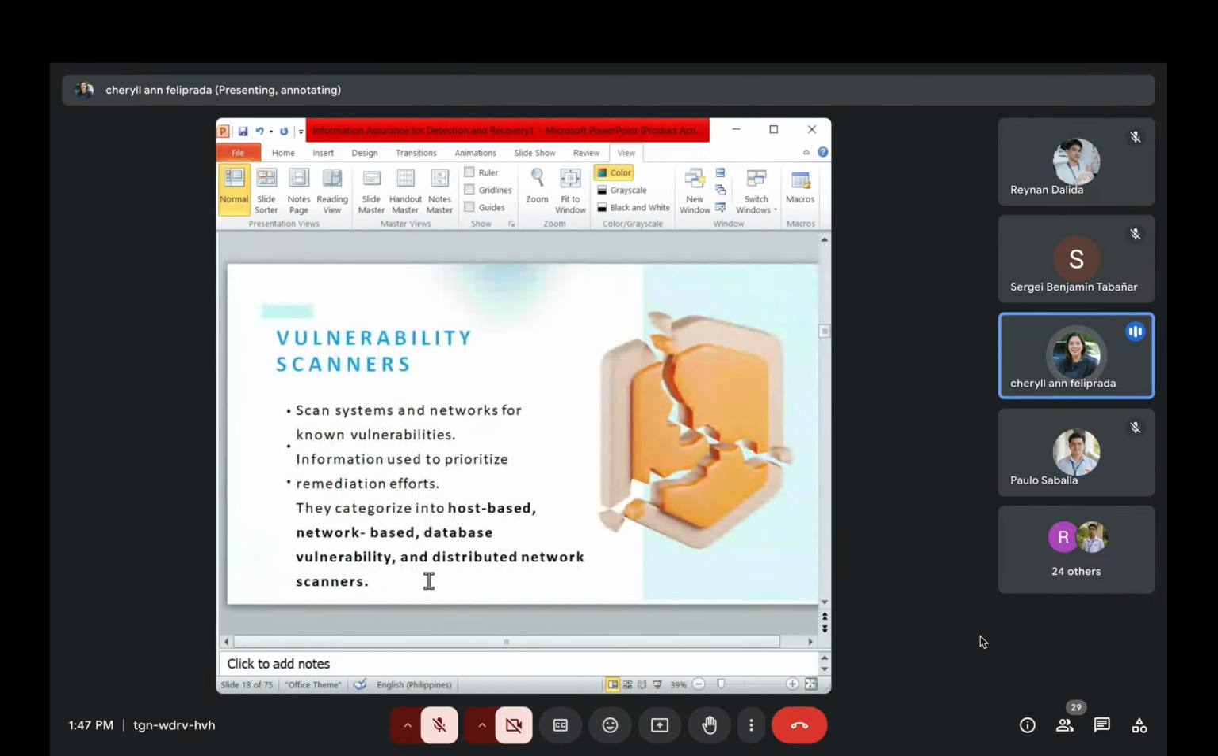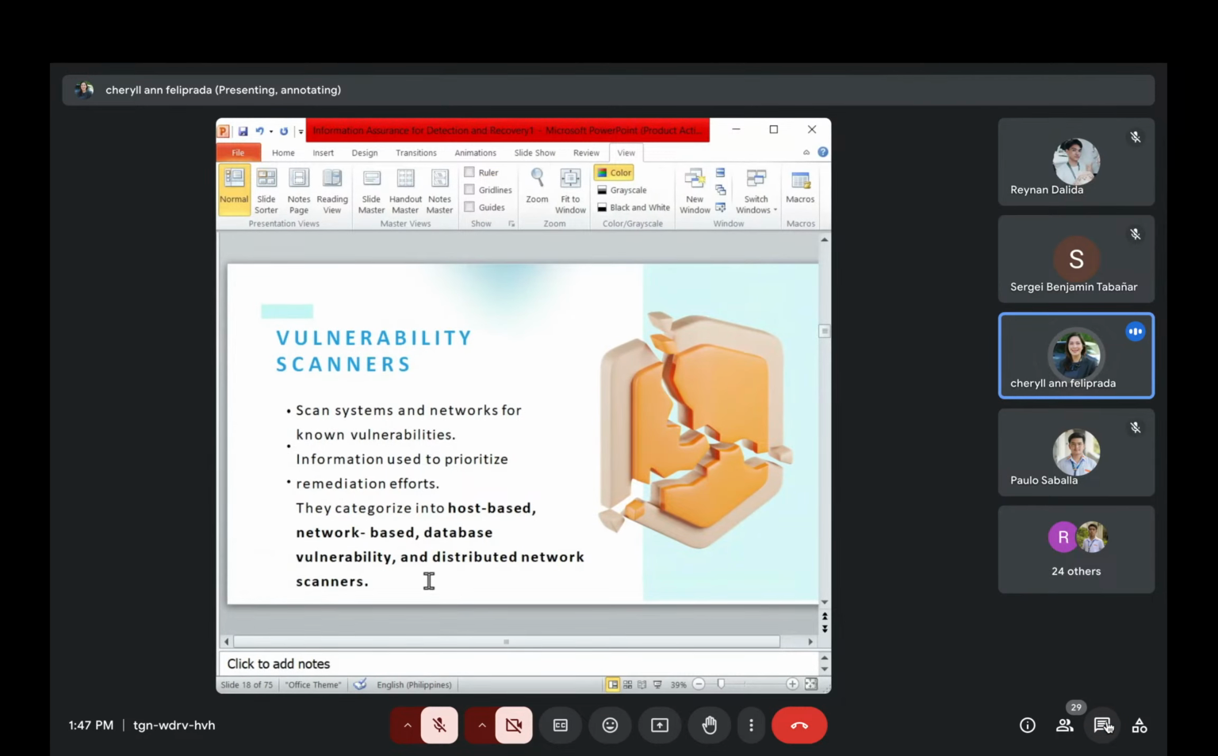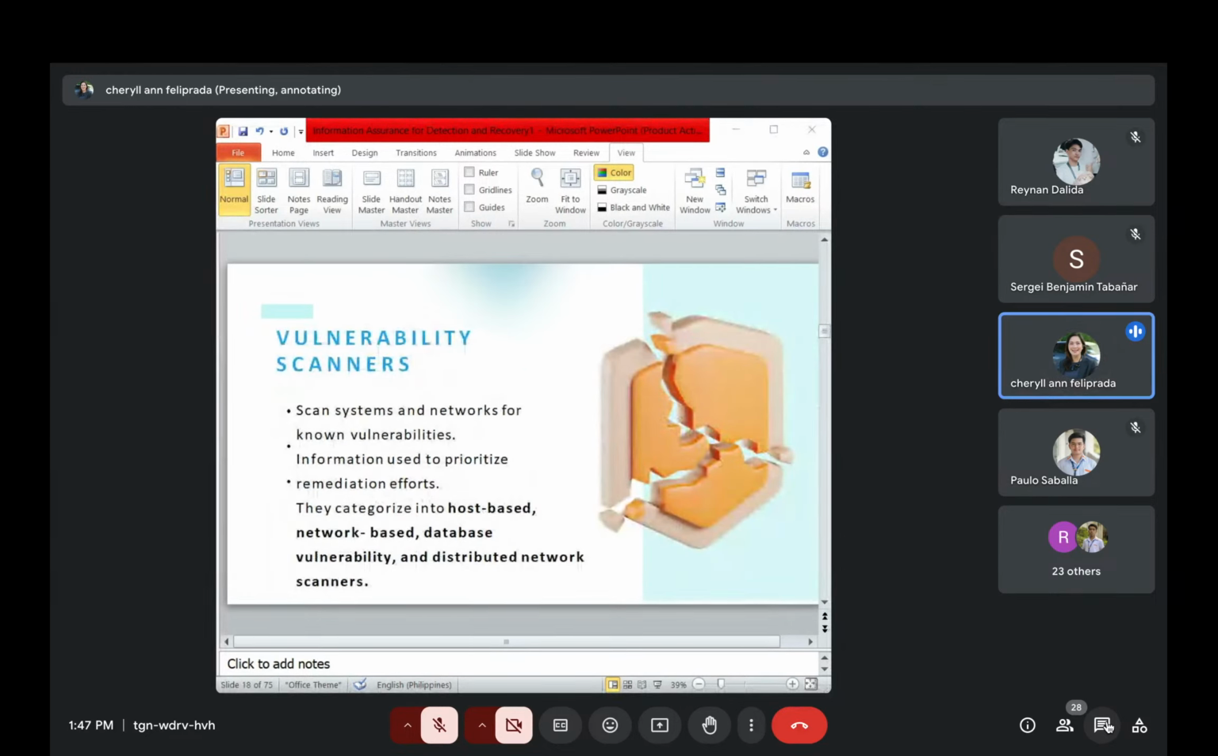Another tool is vulnerability scanners. First, it scans systems and networks for known vulnerabilities. The information is used to prioritize remediation efforts. Also, they are categorized into host-based, network-based, database vulnerability, and distributed vulnerability scanners. So now, with this, the host-based scanners.